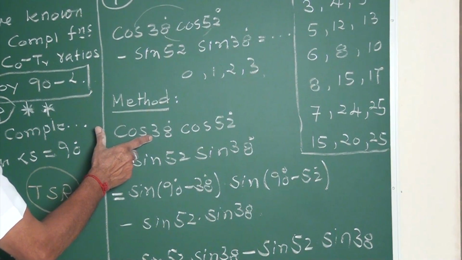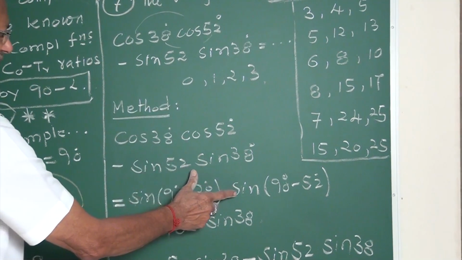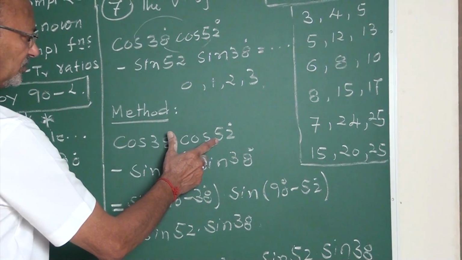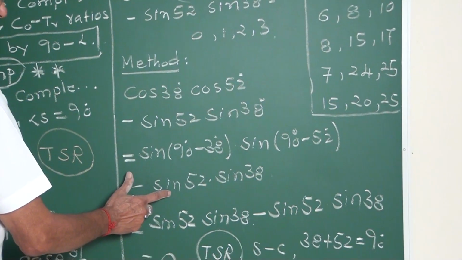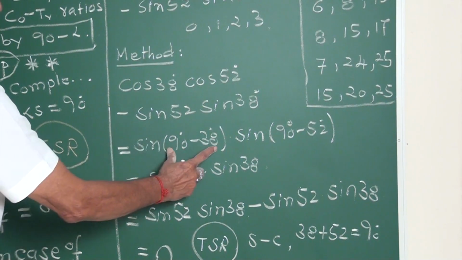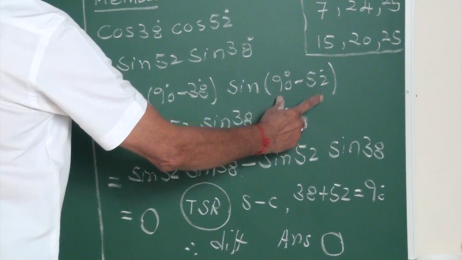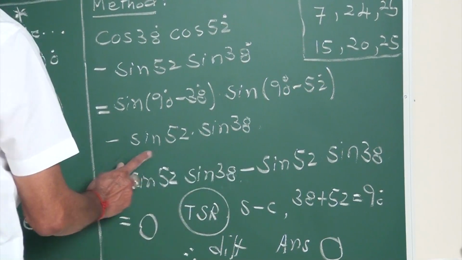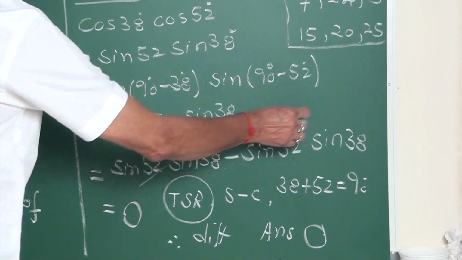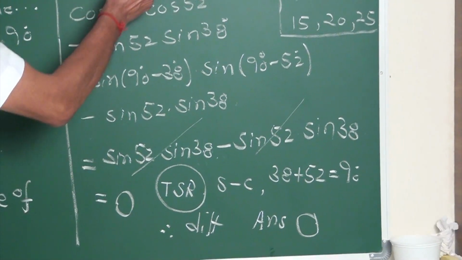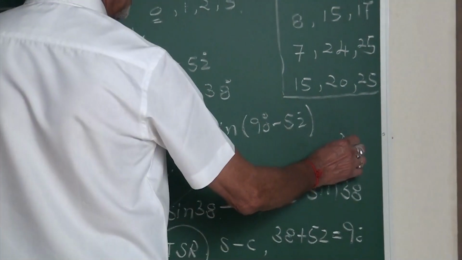Replace angle 38 by 90 minus 38, and change from cos to sine. Replace the angle 52 by 90 minus 52. This second term you write as it is. What is this? Sine 90 minus 38 is 52, 90 minus 52 is 38, minus sine 52 into sine 38. This cancels, my friends, and gives 0. Therefore, option A is the answer.